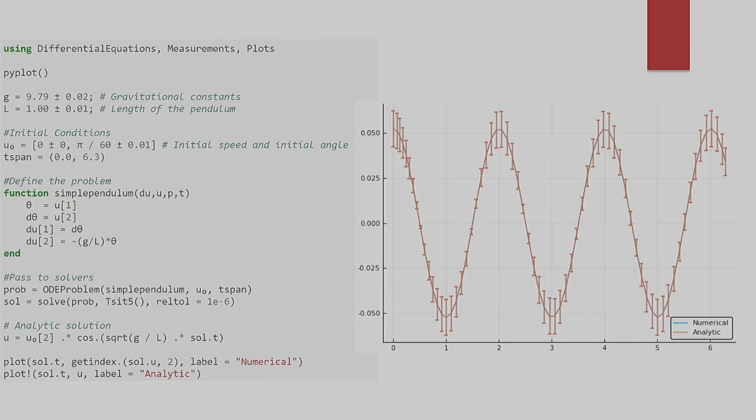Well, this is what it looks like, without any change to the packages. You say my parameters are the gravitational constant with some uncertainty, and the length of the pendulum with some uncertainty. You define the ODE, right? This is no different than the normal usage of differential equations in Julia, except here I put some plus and minuses. And then you solve the differential equation.